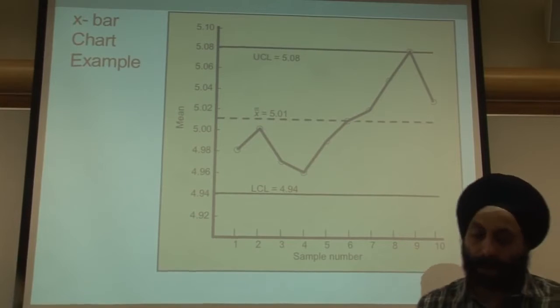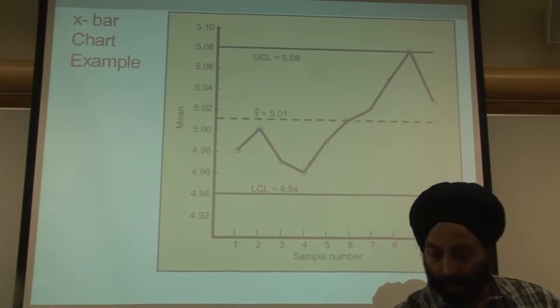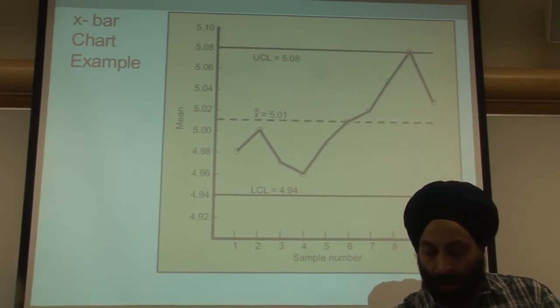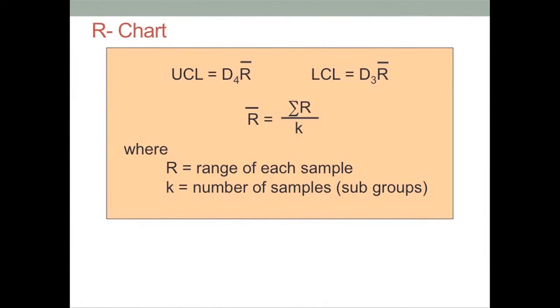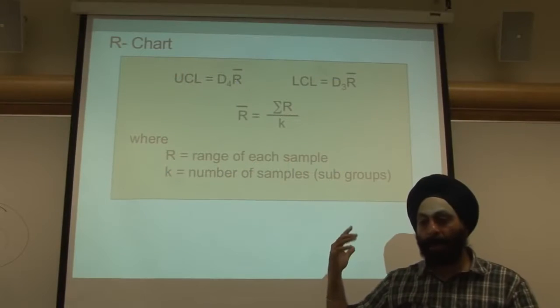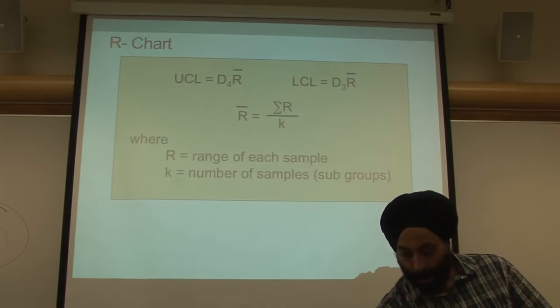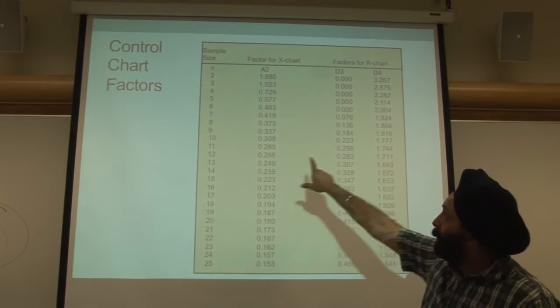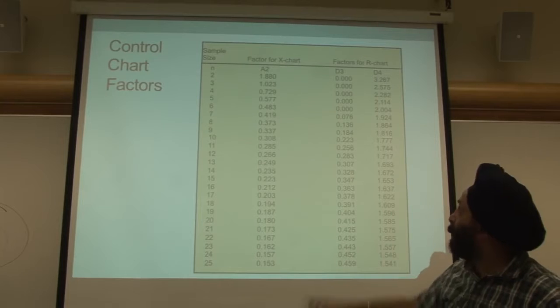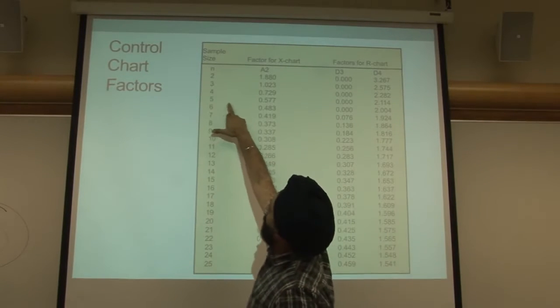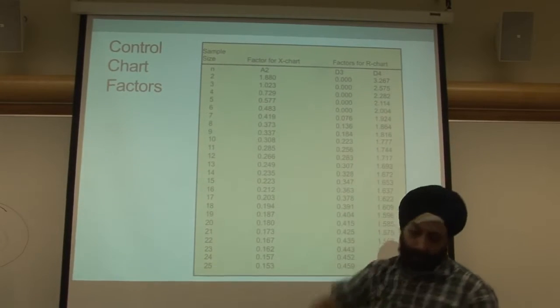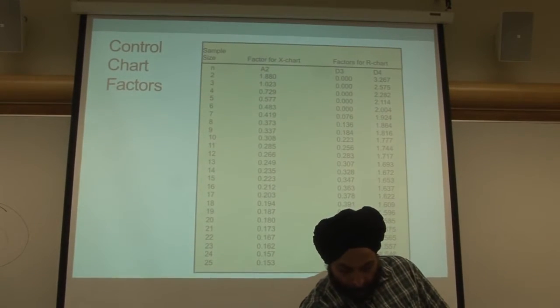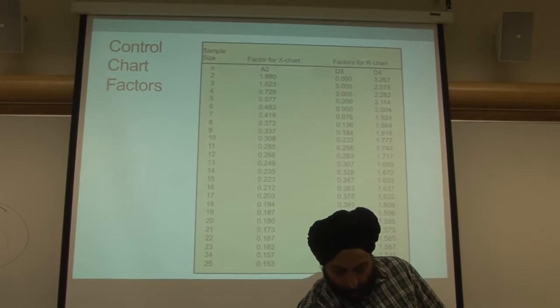So the X bar chart is definitely not in control in this case. Now for this scenario, we can also use the R chart, and the values of D3 and D4 are obtained from the same chart that I mentioned earlier. So for 5, you have D3 as 0 and D4 as 2.114. That is what is being looked at in this particular case.